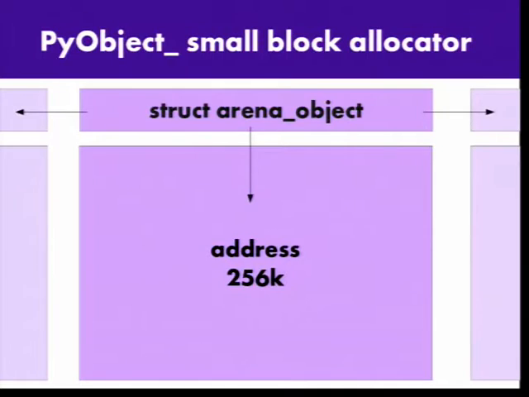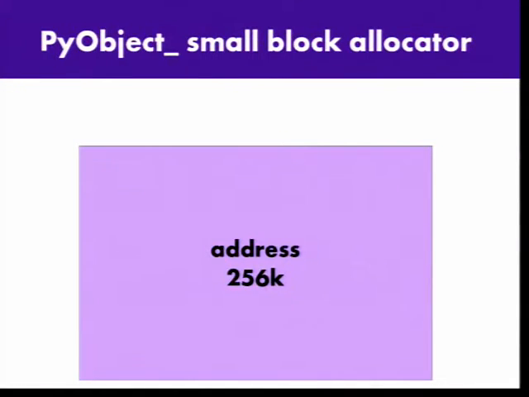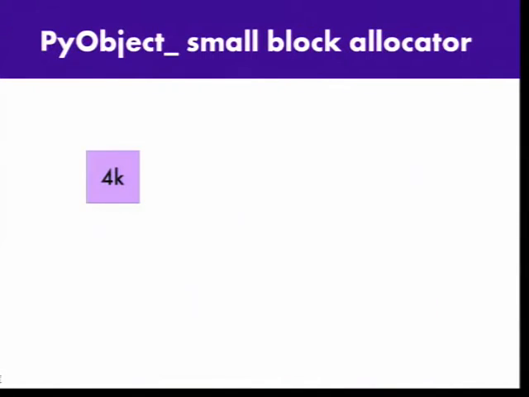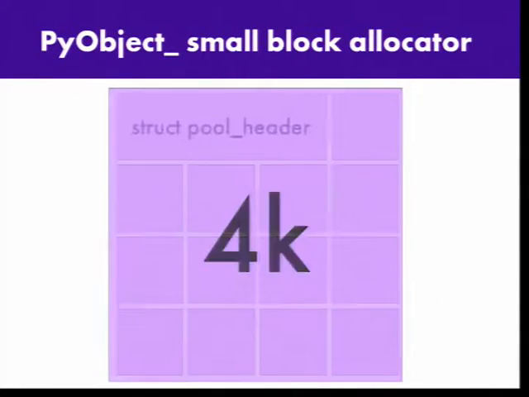And what Python does with that is it carves it up into 4K blocks. These 4K blocks happen to be 4K aligned. That's going to be important in a minute. And what do we do with these 4K blocks individually? Well, I'm going to zoom in on one. And we carve it up.